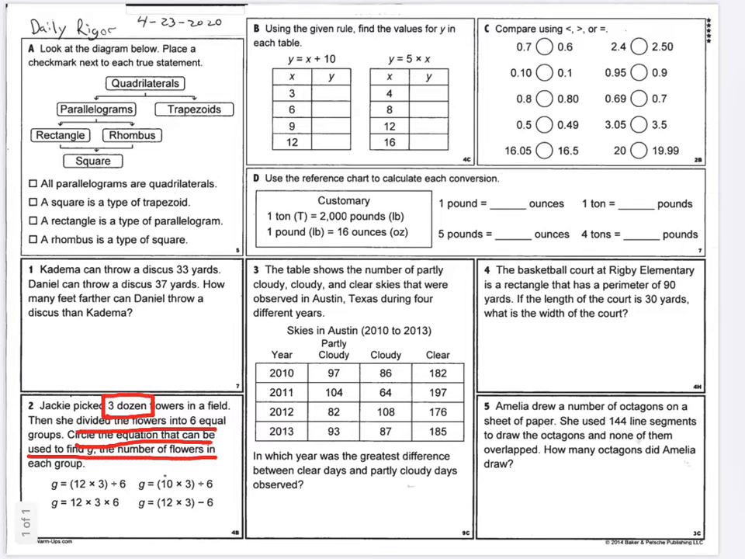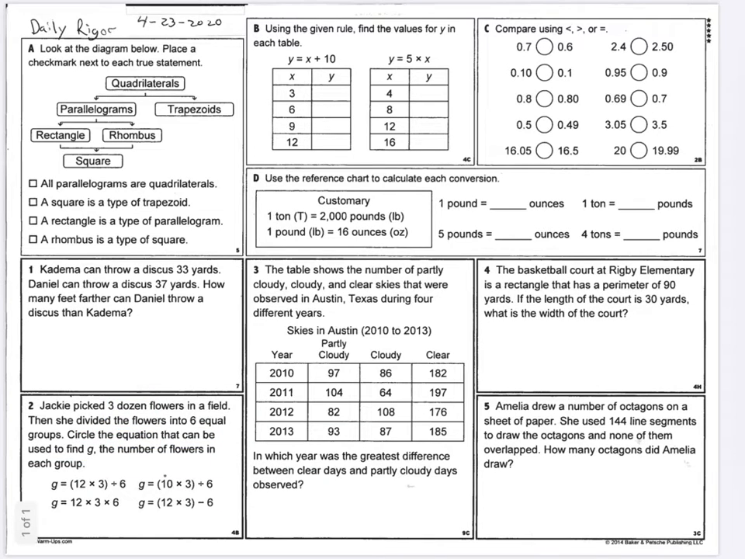And then she divided them into 6 equal groups. Okay? It's word for word telling you what to do. You just need to decide what is 3 dozen. What can you do to that 3? And then how many are in a dozen?